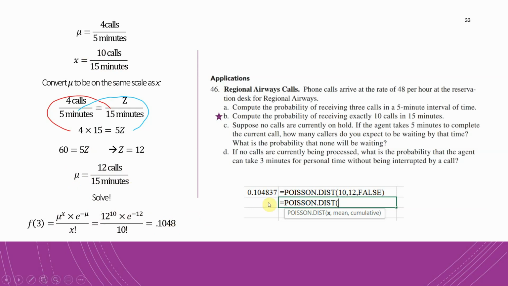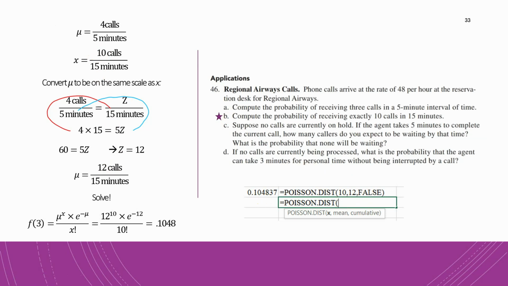0.1048. Similarly, if you wanted to plug those into Excel, Poisson distribution, x is 10. X up here is 10. Mu, the mean, is 12. We solved for that. We got a new one over here. We got 12. And then false, and we solve it 0.1048, the same as that. So that's a Poisson distribution.